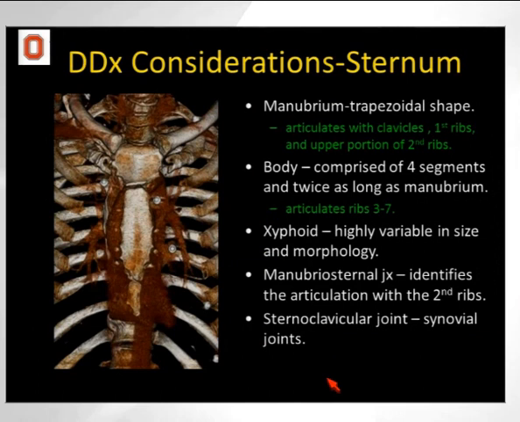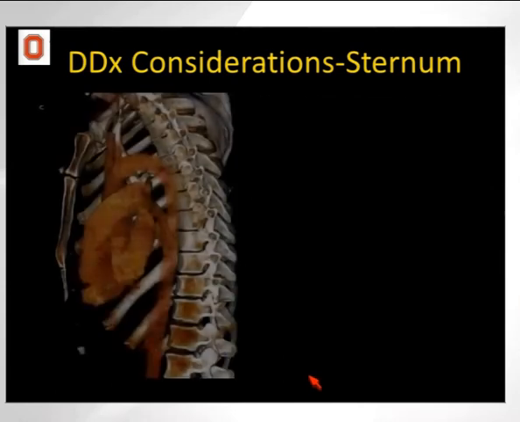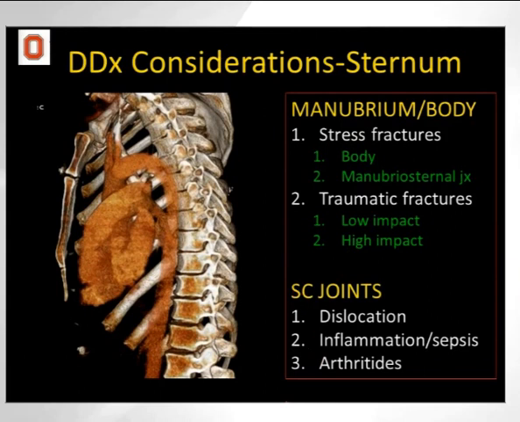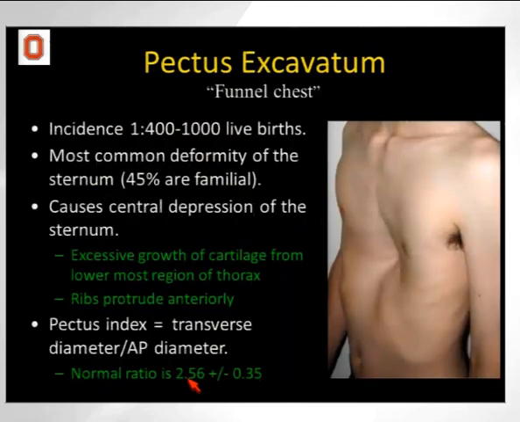Now, moving on to the sternum. The sternum is made up of 3 particular parts: the manubrium, the body, which is made up of 4 segments, and the xiphoid, which is quite variable. The manubriosternal junction is an important landmark clinically because it identifies the second ribs, and we know that the sternoclavicular joints are synovial joints containing a fibrocartilaginous disc within the joint space. So the considerations for pain in the sternum include stress fractures, traumatic fractures, both low and high impact, as well as diseases that affect the joint, including those that can be inflammatory and related to arthritis.